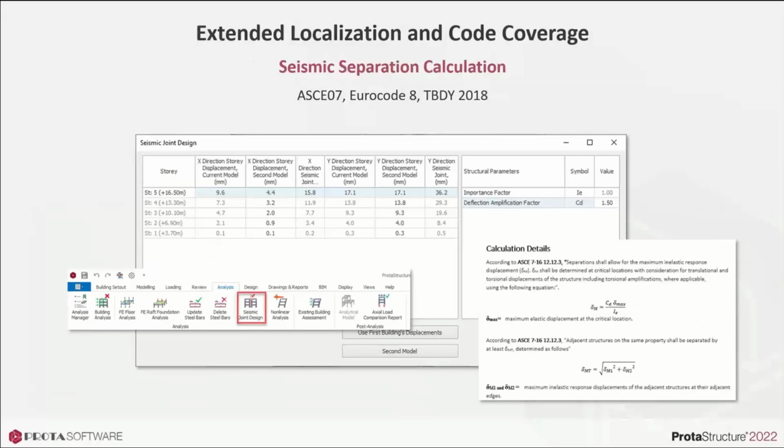Again, another seismic check was the seismic separation calculation. As you know, to avoid pounding damage in adjacent buildings, we must provide spacing between structures. If you need to design the seismic separation between two buildings, you can use this tool. You can either load the displacements of an existing ProtaStructure model or enter the second model's displacements, and the calculations will again be done to ASCE 7, Eurocode 8, and Turkish codes.